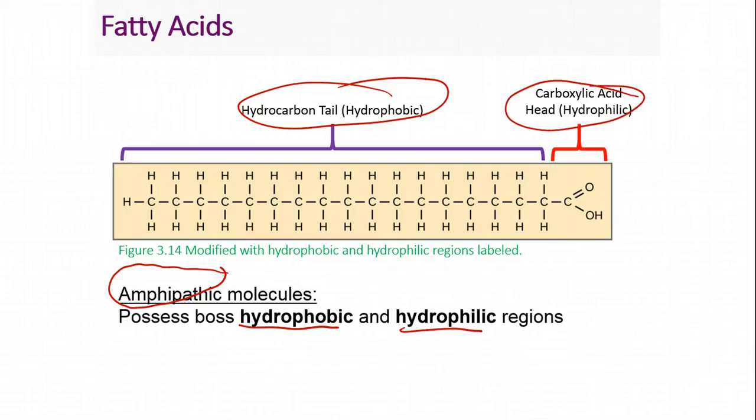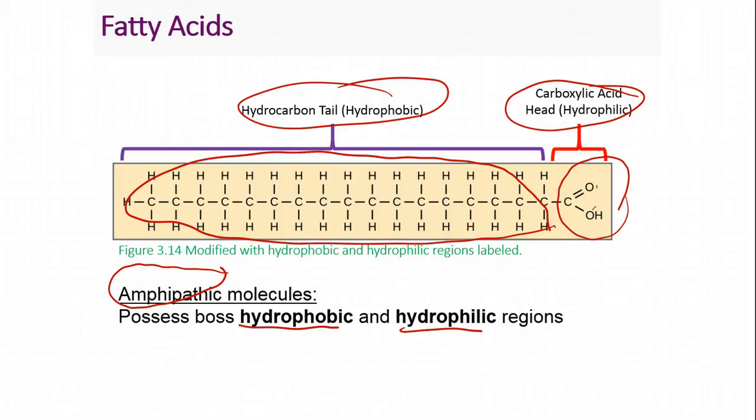Of course, this carboxylic acid head is hydrophilic because it is polar. It has an oxygen here and here. These are electronegative elements that are going to create regions of polarity. And the hydrocarbon tail is hydrophobic because it's just a bunch of carbons in a row with hydrogens attached. And there is no polarity in this tail. So the top of the fatty acid likes to bind to water, or excuse me, dissolve in water. And the back of the fatty acid does not want to dissolve in water. So we have both hydrophilic and hydrophobic regions, and that is an amphipathic molecule.